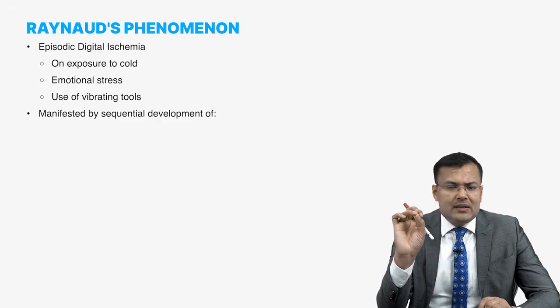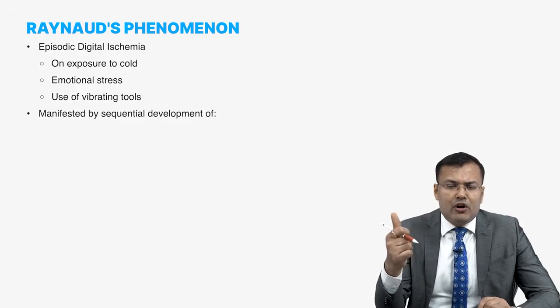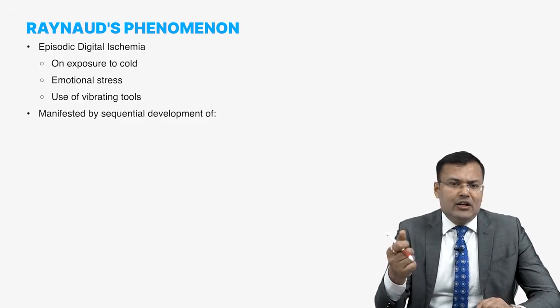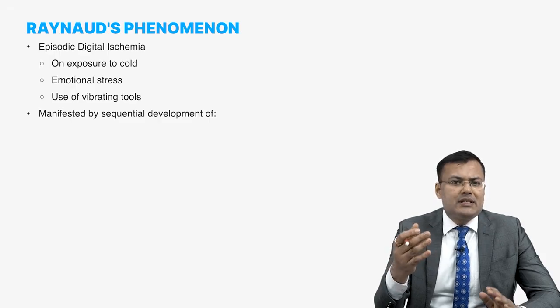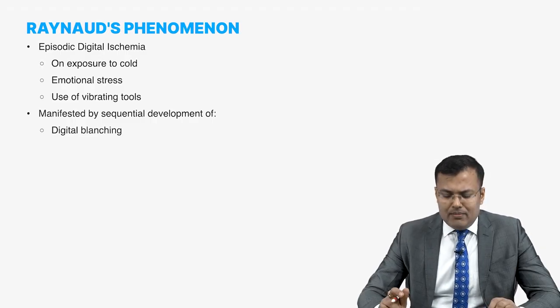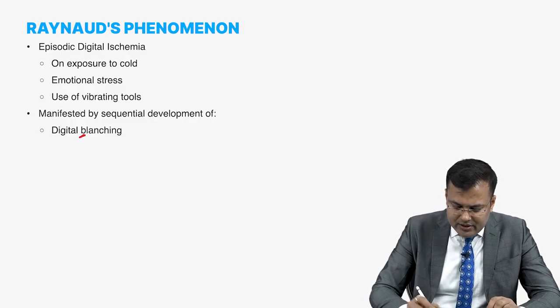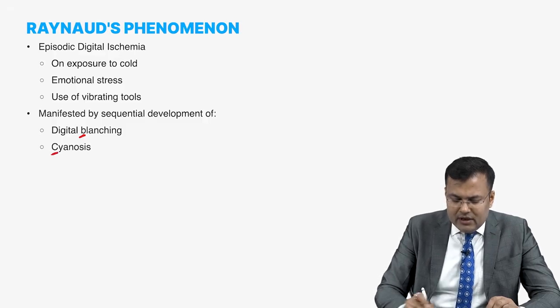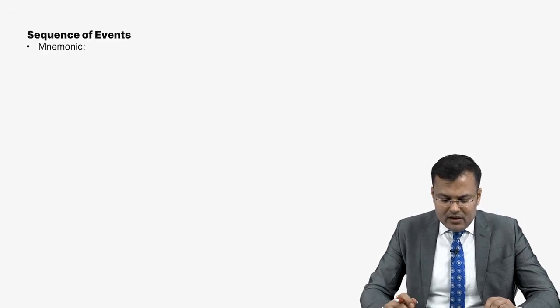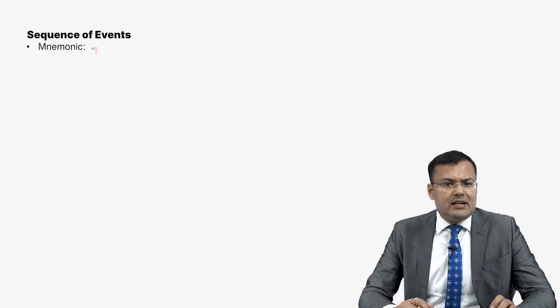Initially, you are going to notice that there is digital blanching, followed by cyanosis, followed by redness. How to remember? The mnemonic is Boy's Common Room, BCR. So there is blanching followed by cyanosis followed by redness of fingers and toes. This is BCR, right?